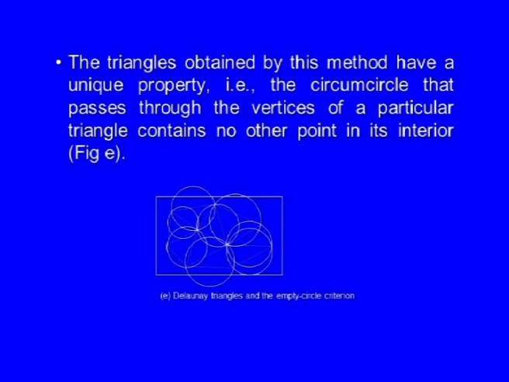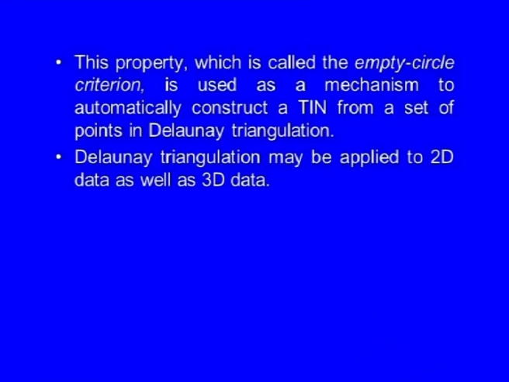The triangles obtained by this method have a unique property, that is, the circumcircle that passes through the vertices of a particular triangle contains no other points in its interior, as can be seen in figure E. This property, called the empty circle criterion, is used as a mechanism to automatically construct a TIN from a set of points in Delaunay triangulation. Delaunay's triangulation may be applied to 2D data as well as 3D data. In my next session, I will discuss how the input data for DEM is collected. Thank you.